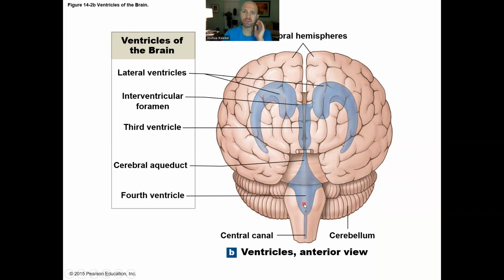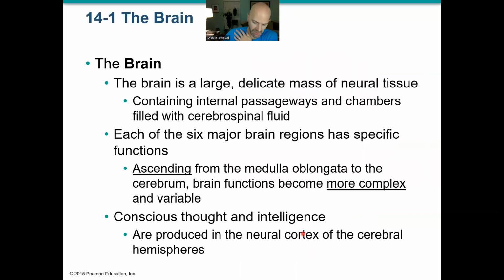And then the fourth ventricle descends and becomes the central canal. Remember the tiny little canal that runs all the way down the spinal cord? That's the central canal. The central canal comes up and becomes the fourth ventricle. So that fluid is circulating all the way through the spinal cord, from the brain all the way down into the spinal cord. All right.